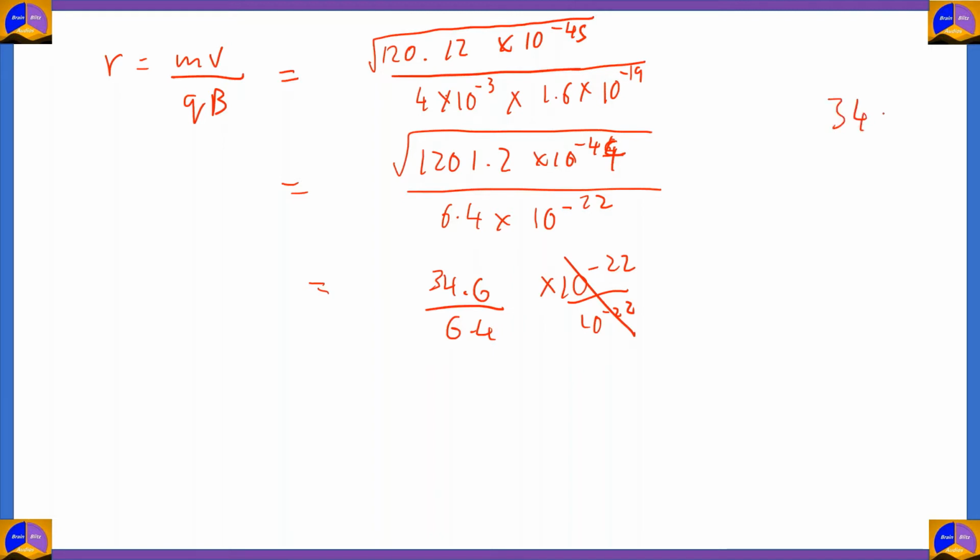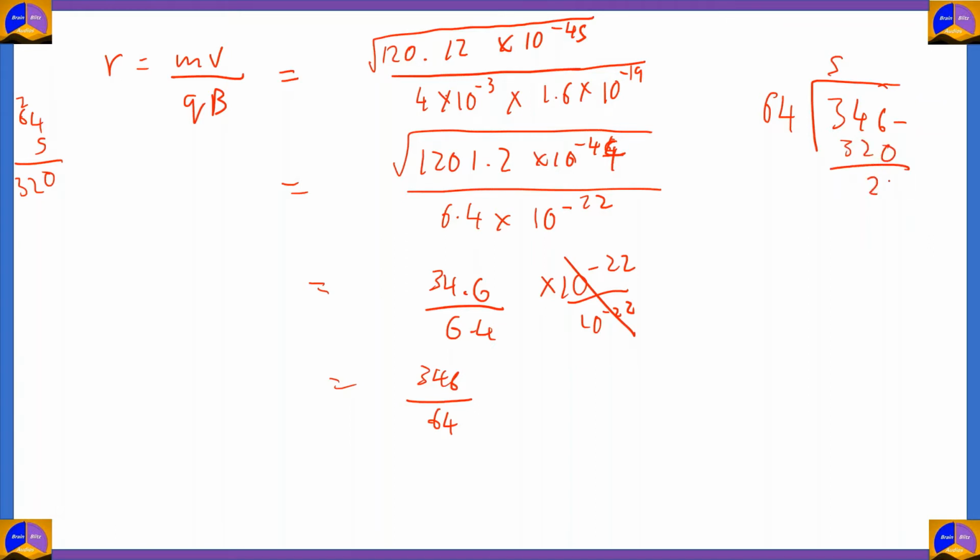Let's start dividing: 346 divided by 64, by multiplying 10 on both numerator and denominator. If you multiply 64 by 5, you'll get 6 times 5 is 30, 30 plus 2 is 32, so you'll get 320, which is the closest value. So minus 320 gives you 26.